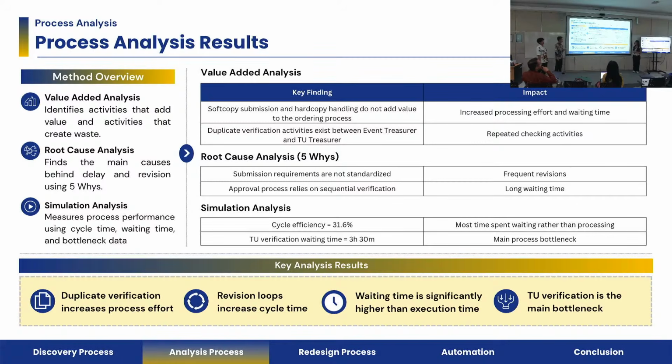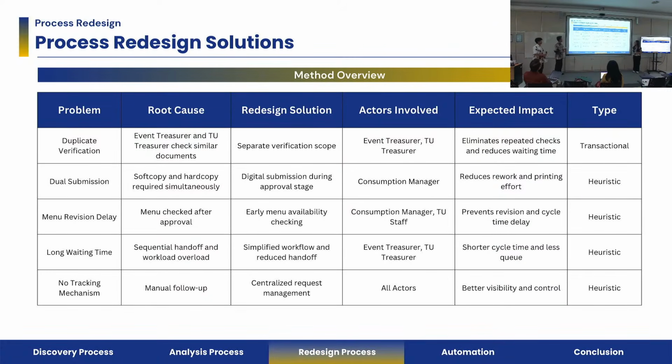Based on the simulation analysis that we did before, the cycle efficiency is only 31.6%, which indicates most time is spent waiting rather than processing. The TU verification waiting time is 33 hours and 30 minutes, which is the main process bottleneck. And the key analysis results: duplicate verification, revision loops, and excessive waiting time are the key issues here. Next. So here is our proposed solution.